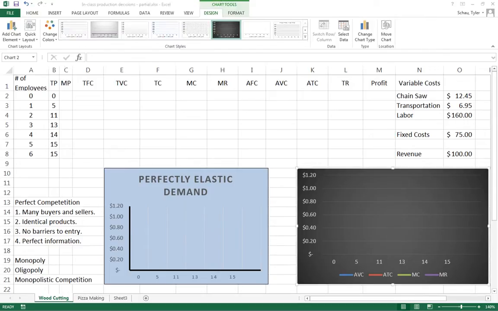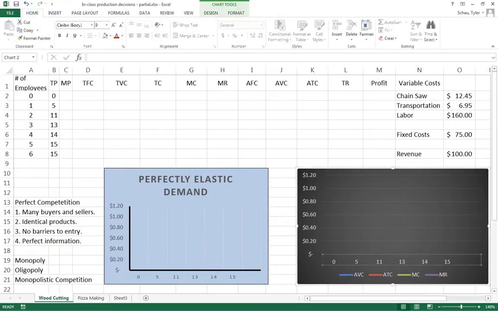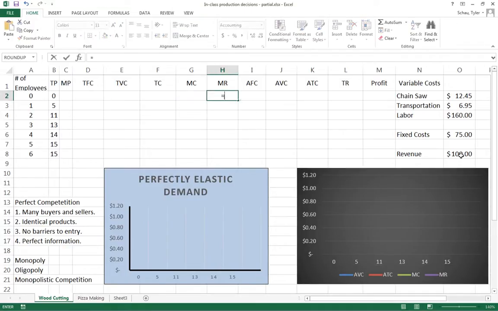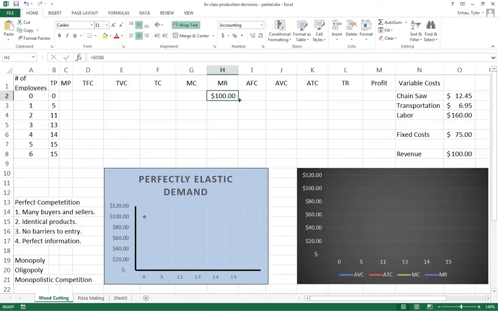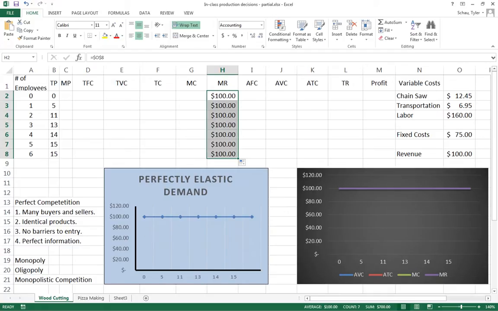One of the other things that becomes incredibly important about the idea of perfect competition is, since it's identical products and since there's a whole bunch of buyers and sellers, we go back to the perfectly elastic demand curve. All right, and what that meant is, let me just type in something real quick. The demand for our product never changes. Okay, and so if you look here, it doesn't matter how much of the product we sell, the price is $100.